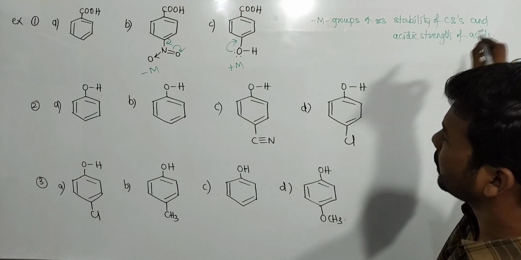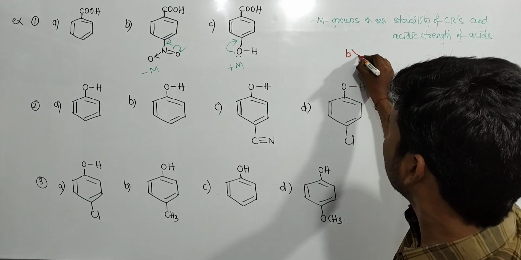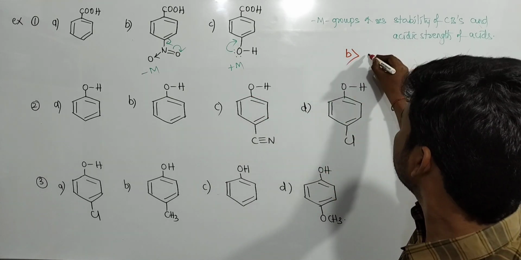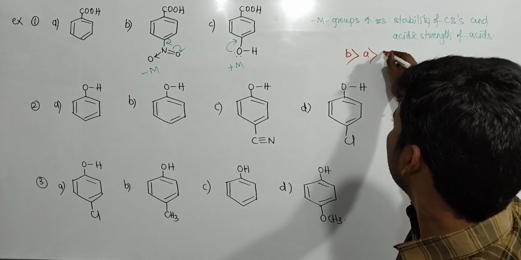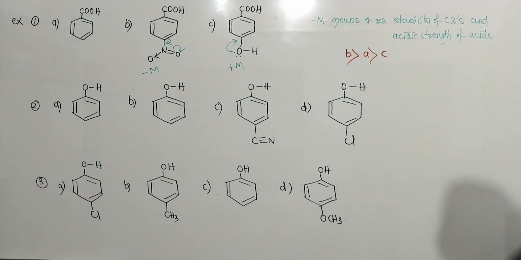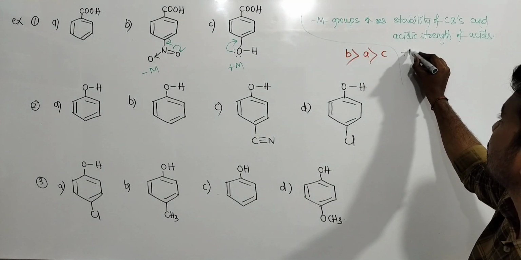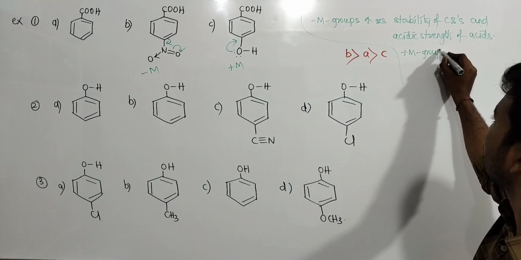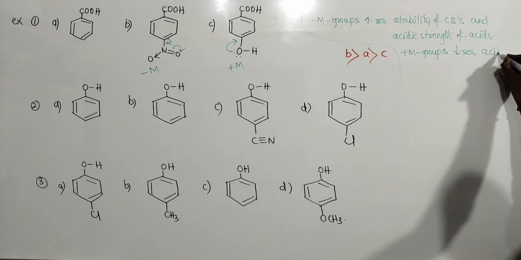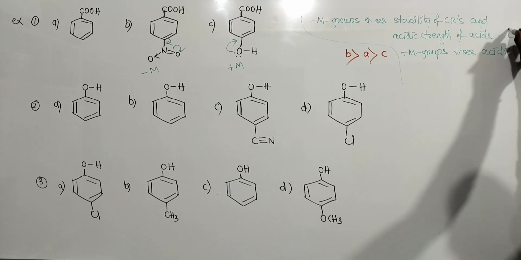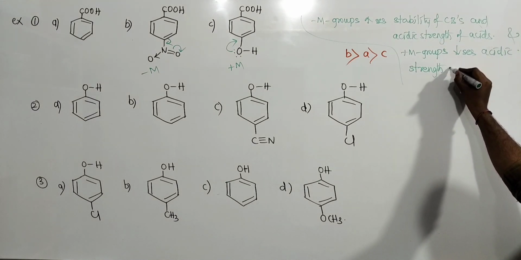Therefore, which one is more stable? Definitely the one with minus M group. B is more acidic than A, and neutral is better than plus M effect. Electron donating groups, plus M groups, decrease acidic strength of acids.